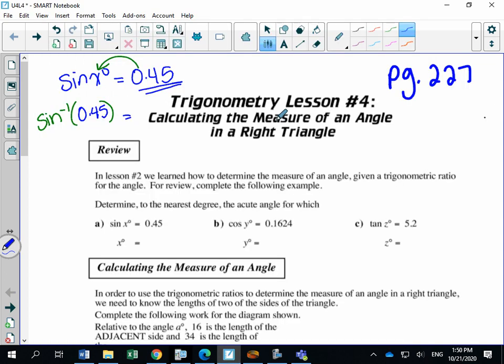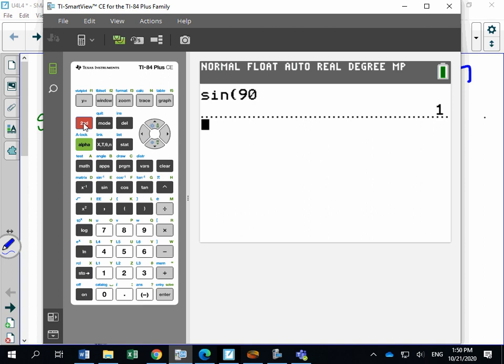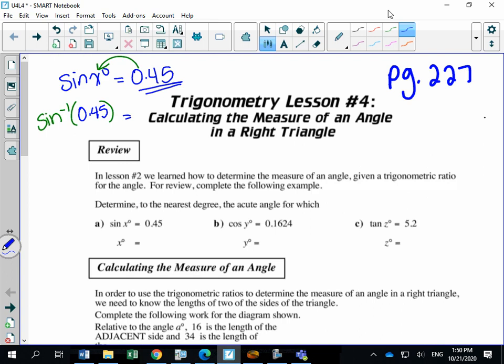So then from here, I could type in the inverse sine of 0.45. The inverse sine of 0.45, and I would get, if I was rounding to the nearest degree, 27 degrees. So we actually just did this question here. So angle X would be 27 degrees.